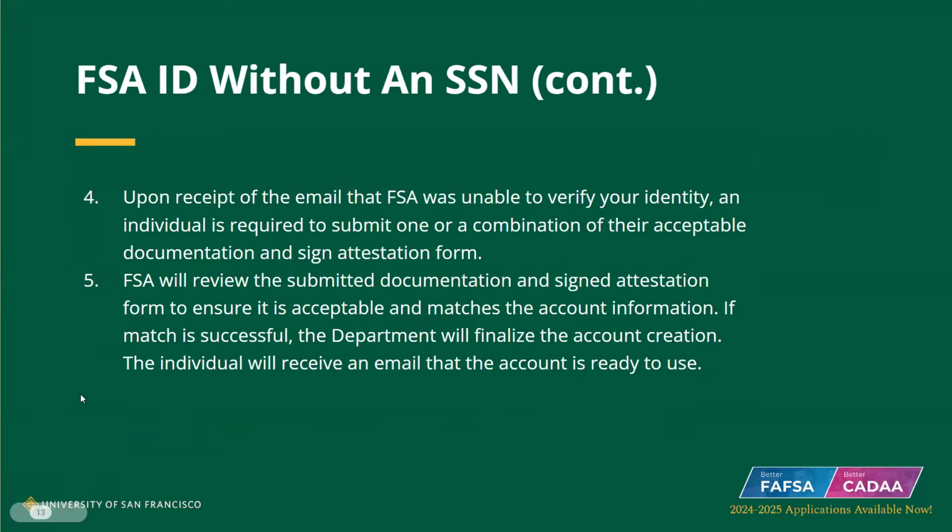Once you get that email that FSA was unable to verify your identity, you'll be required to submit one or a combination of the acceptable documentation. You'll also have to sign an attestation form, and FSA will review the documents and your form. If they feel like all of the information matches and it's successful, then they'll finalize the information and create the account. At that point, and only at that point, once you get an email that your account is ready to use, you'll be able to use your FSA ID to be a contributor.